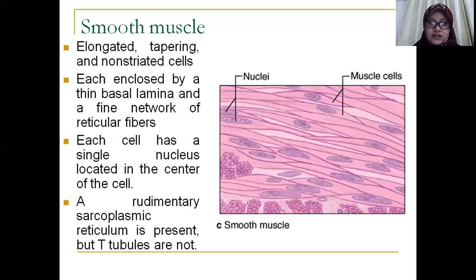Now, smooth muscle. These are elongated, tapering, and non-striated cells, each enclosed by a thin basal lamina and a fine network of reticular fibers. Each cell has a single nucleus located in the center of the cell. A rudimentary sarcoplasmic reticulum is present, but T-tubules are not.